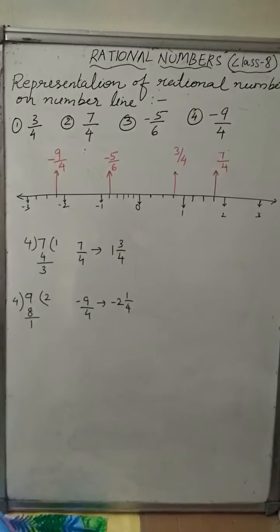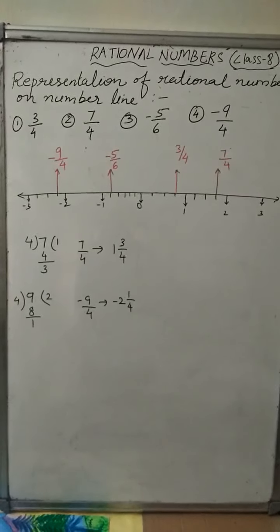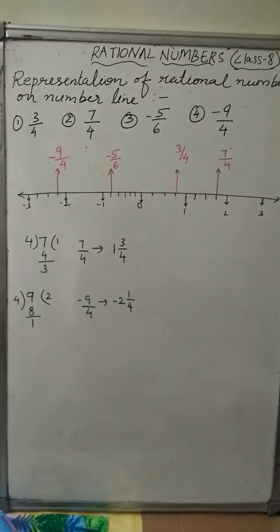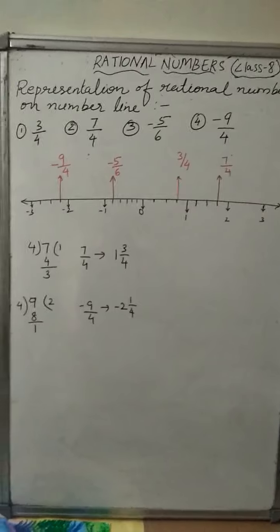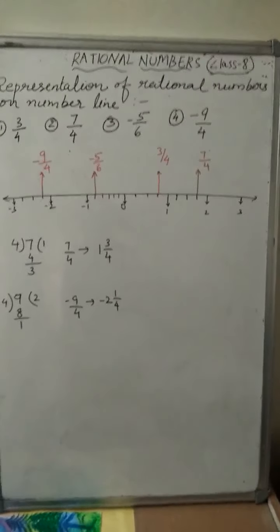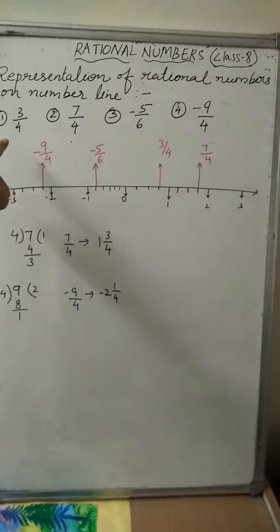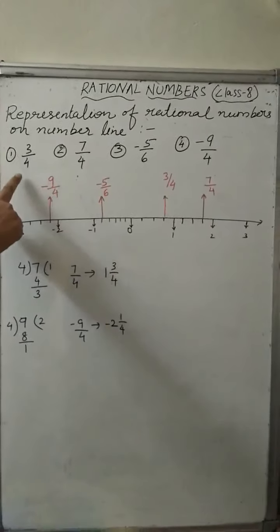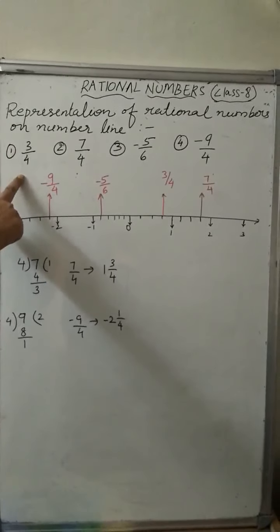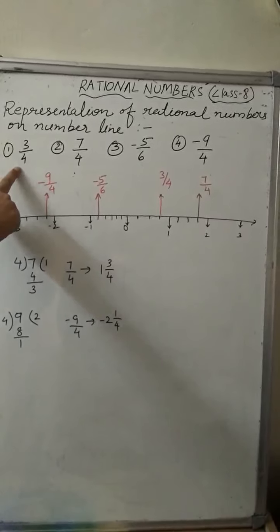Now, today we are going to learn how to represent a rational number on number line. So, you can see here on board, I have taken 4 examples to explain. One is 3 by 4. As you can see, 3 by 4 is a rational number with numerator less than denominator.